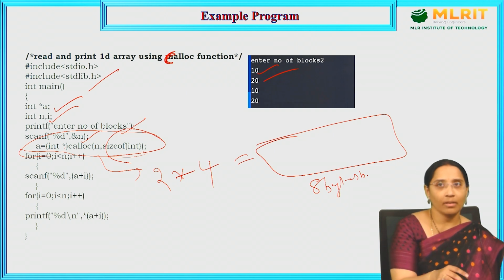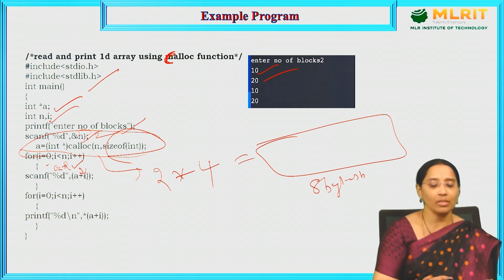So here, for i equals 0, i less than n. What is the number of blocks we have requested? Only 2. So 0 less than 2. The i value is 0, 0 less than 2, condition true. Control will now enter inside the loop.